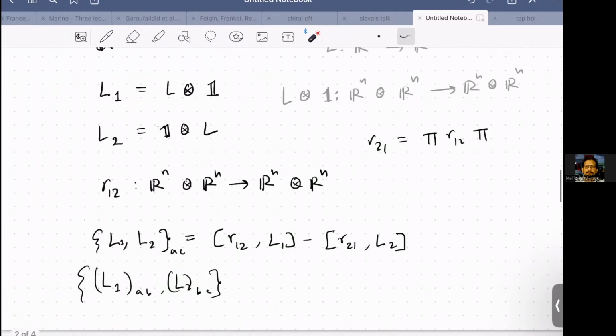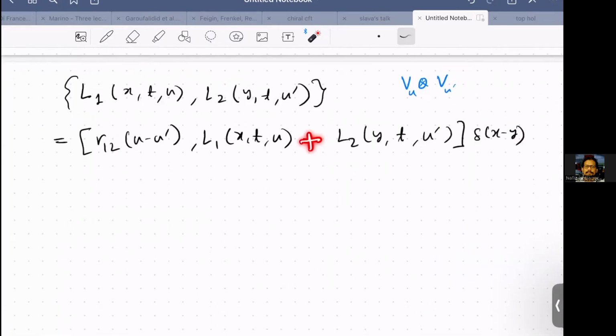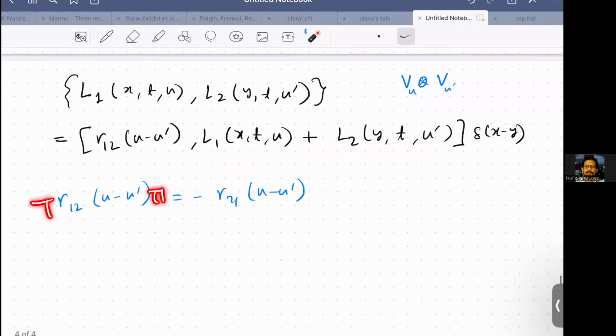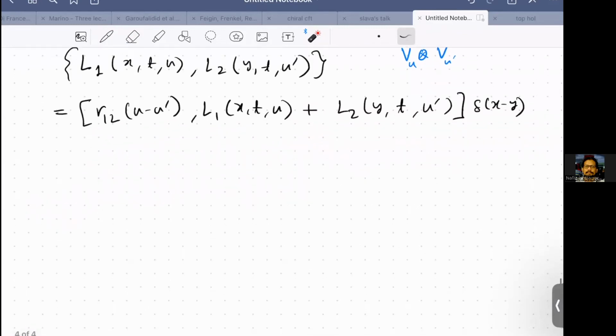So the bracket of R matrix with L1 and L2, but I have changed the sign and added them up, assuming that this R matrix satisfies something like this. So I'm assuming that once I conjugate with the permutation matrix, I just get the negative of the original R matrix. Okay. But don't worry too much about the details of this equation. I will use a simple form of this equation later.